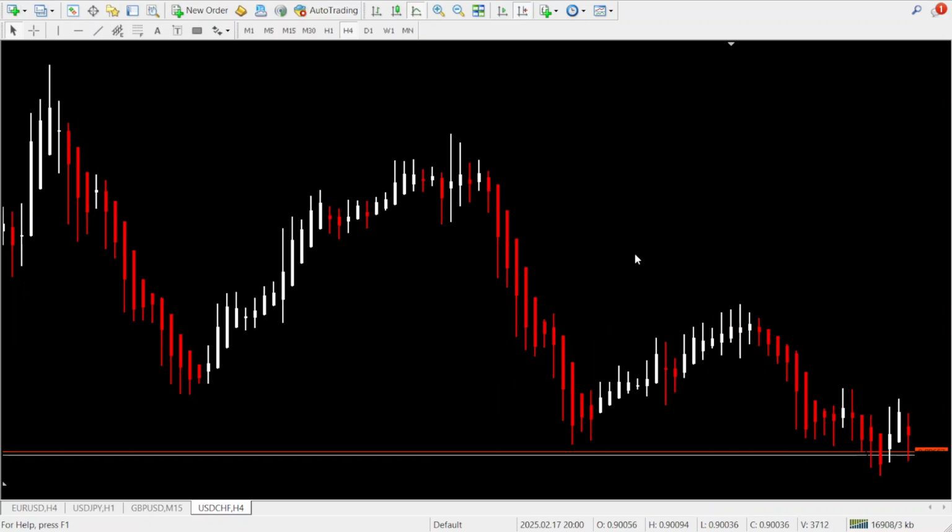Now, the key here is to look for consecutive bullish candles or bearish candles. When these appear, you are likely in a strong trend. So the longer the body of the candle and the shorter the wicks, the more powerful the trend.